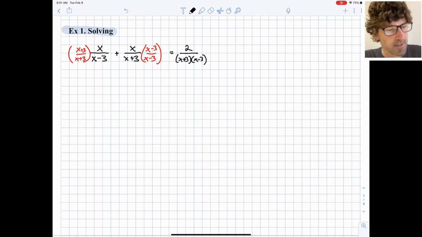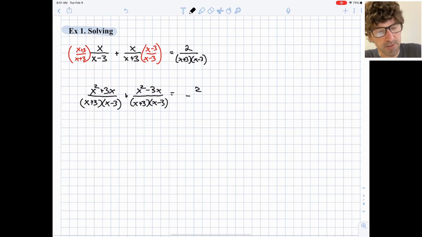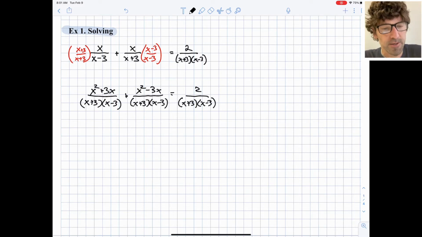So let's go ahead and do that, and I'll do the distributive property at the same time for the numerators on the left side. So I have x squared plus 3x over x plus 3 x minus 3 plus x squared minus 3x over x plus 3 x minus 3. And that's going to all equal 2 over x plus 3 x minus 3. Okay. What you can really think about doing at this point is multiplying both sides by that common denominator. So we're not multiplying top and bottom at this point. We're simply multiplying both sides by the same thing to keep our equation balanced.